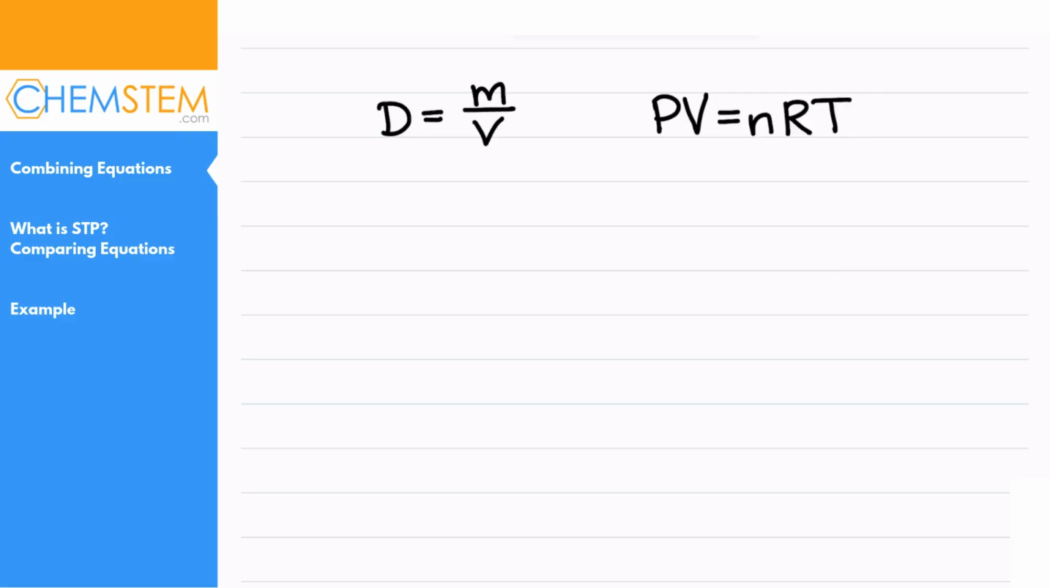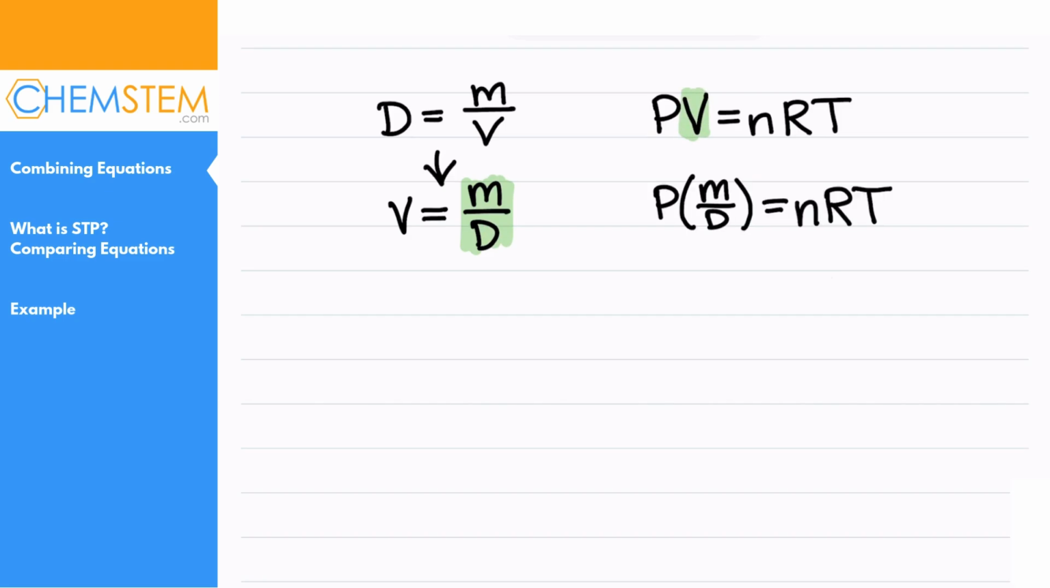And you should also know the ideal gas law, PV equals nRT. Let's see how they can be combined to give us a single equation for the density of a gas at various pressure, volume, and temperature conditions. To do that, we'll take the first equation and rearrange it, and we'll get V is equal to m over D. So we solved for V. Since volume is equal to mass over density, we can replace V in the ideal gas law with m over D. Now I'm going to rewrite this by putting the P and the m in the numerator and D in the denominator. So we have P times m over D is equal to nRT.